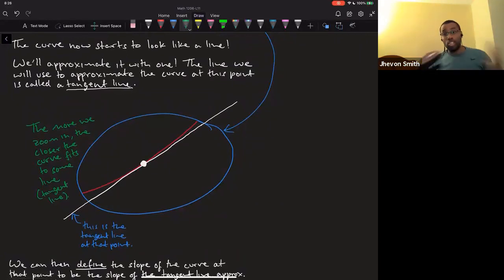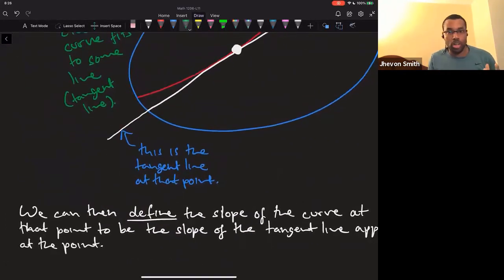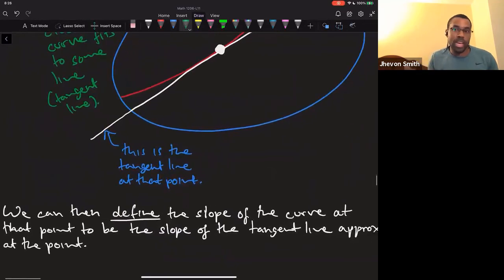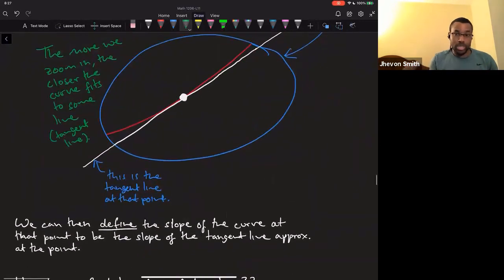So the idea is if I zoom in, it would start to look like a line, and I want to know about that line. And so what we would do is define the slope of the curve to be the slope of that line, right? We're going to say, well, the more I zoom in, the more it looks like this line. This line can be used to approximate the curve, right? So that's what we're going to do. Now the question is, how do we find the slope of this line?